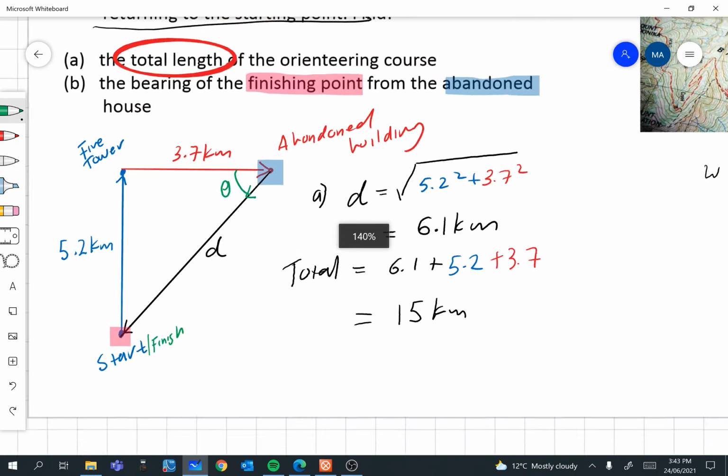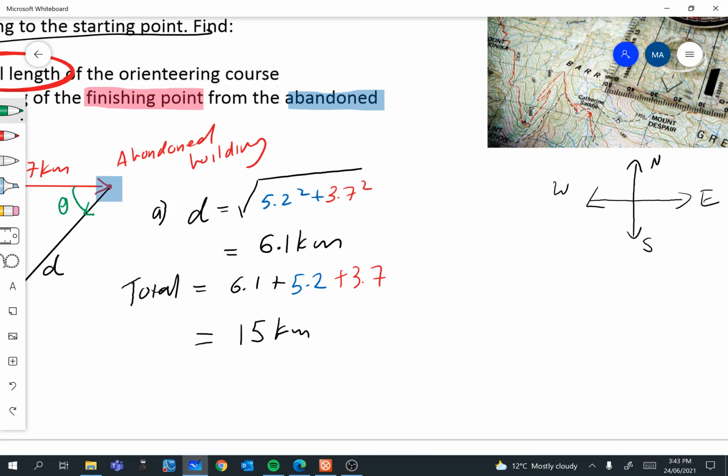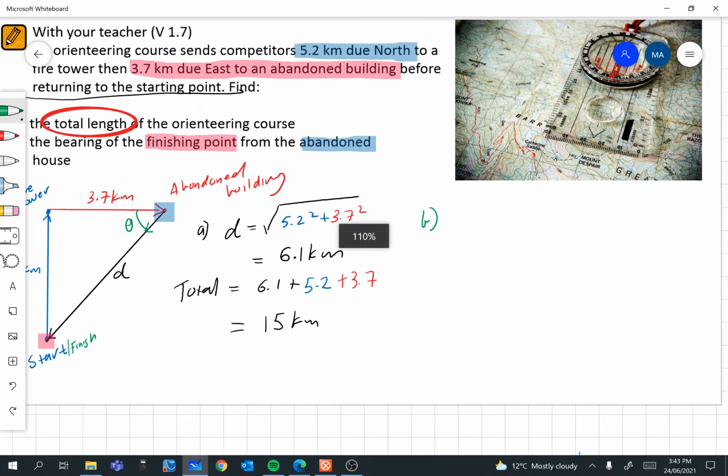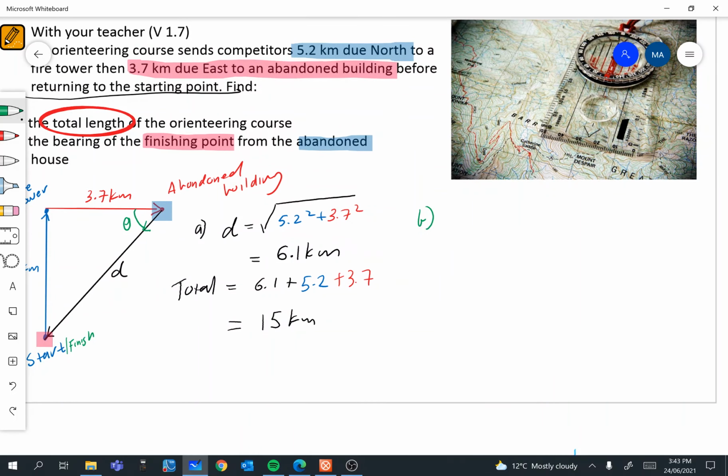So I'll try it now. Let's make a bit of room, get rid of this bit here. Okay, so part B. Now, because we have all three sides of this triangle, we know now that this is actually 6.1 over here, 6.1 kilometres. You can use sine, cosine or tangent.